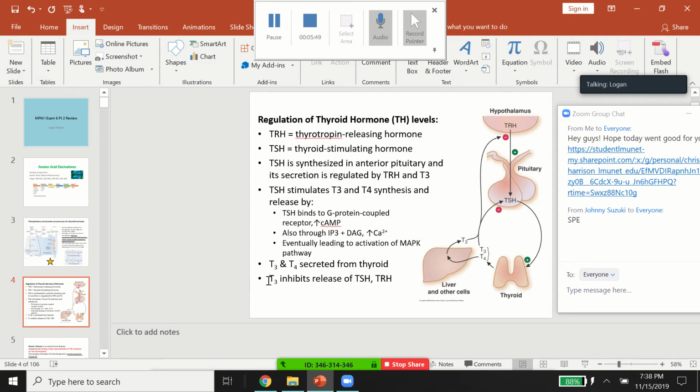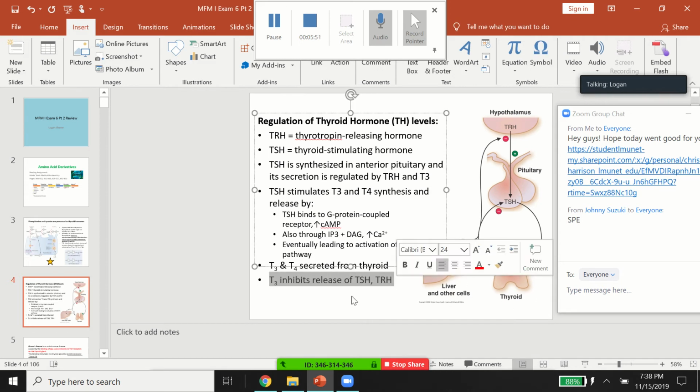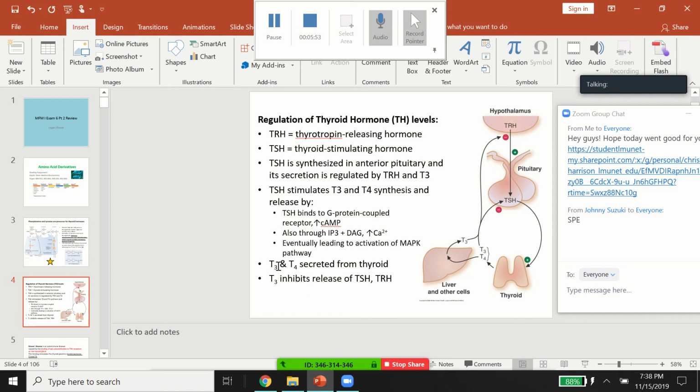Now, if you notice, T3 does this whole negative feedback. And what you'll notice among these slides is T3 is always the more active form of thyroid hormone. T4 doesn't really do a whole lot. It's more of a carrier, so it can turn into T3 and become active, but it's just the non-active thyroid hormone floating around in the blood, while T3 is your more active form.